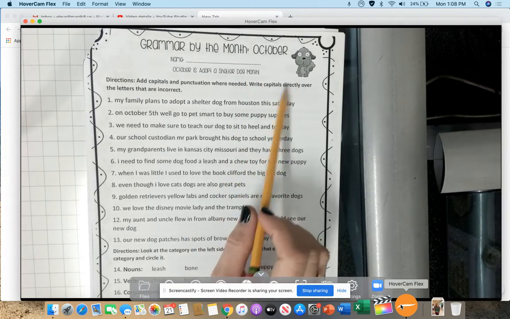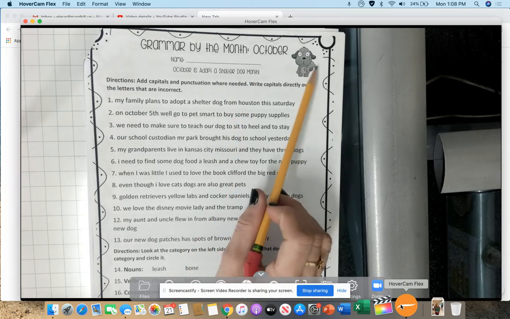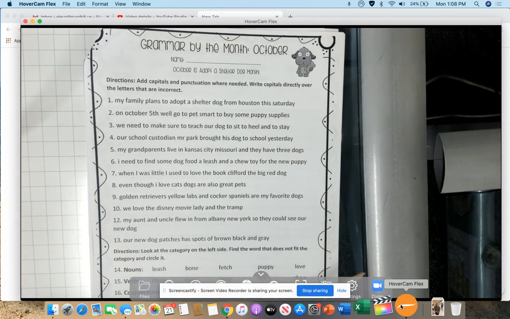So make sure you're on the right page. It's the first page and it says October is Adopt a Shelter Dog Month, and there's a cute picture of a dog. All right, so let's go ahead and get started.